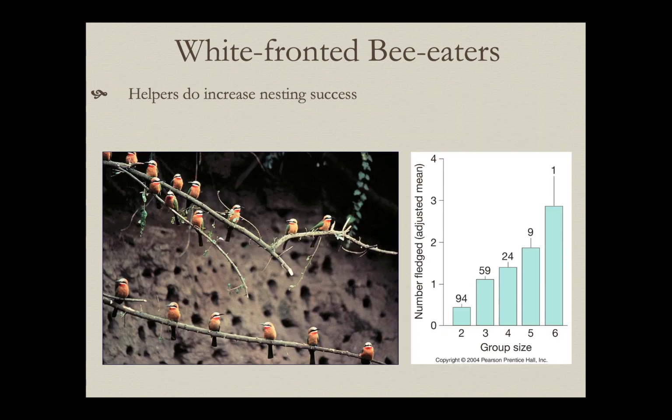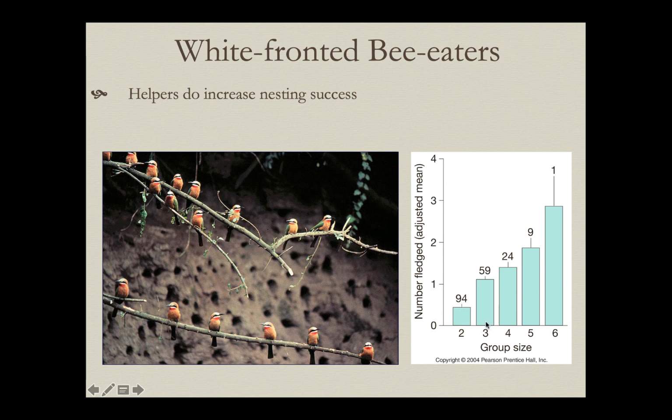And this is just a figure showing that, yes, indeed, helpers do increase nesting success, which helps the breeders, but it also provides a mechanism for helpers to increase their fitness through the indirect fitness component. So typically, pairs alone can't produce very many offspring on average. Most of the time, they're not having success at all. So on average, they get less than one fledgling.